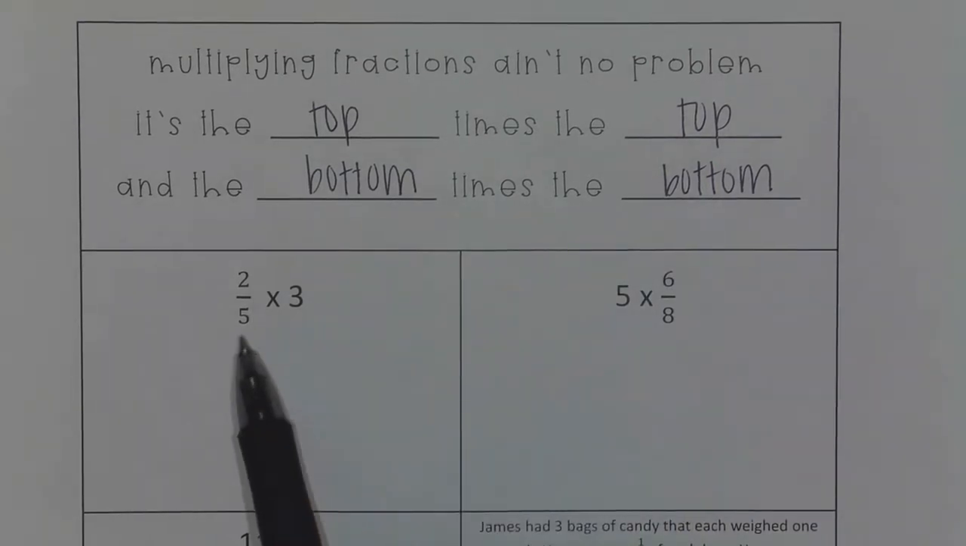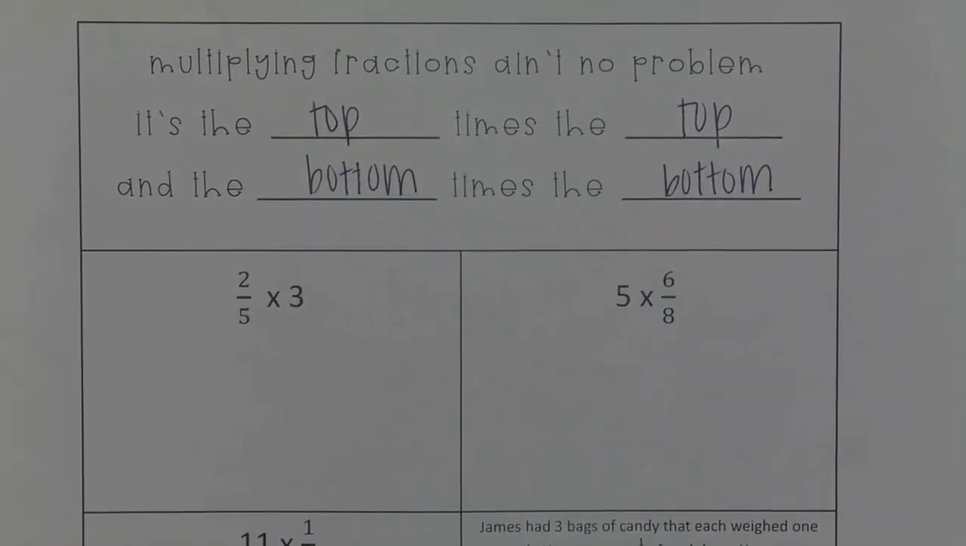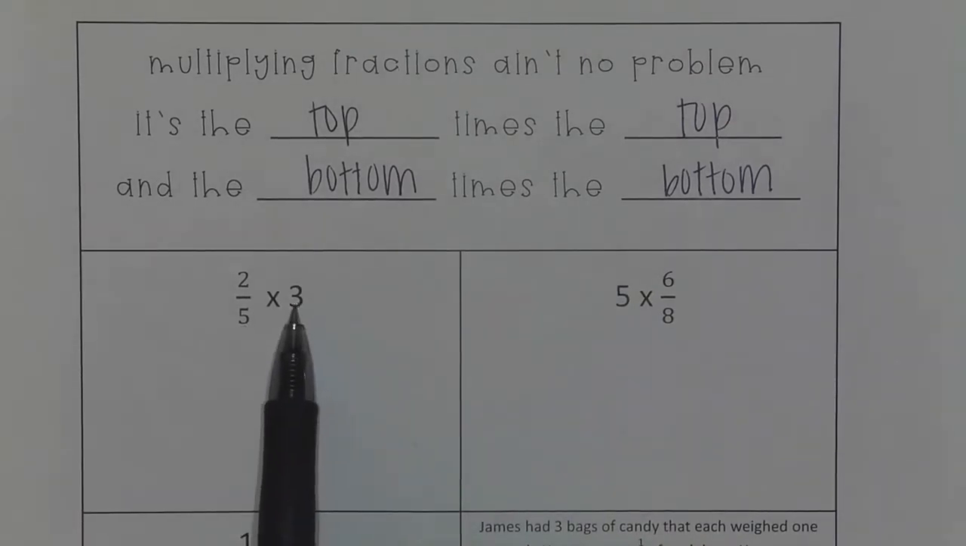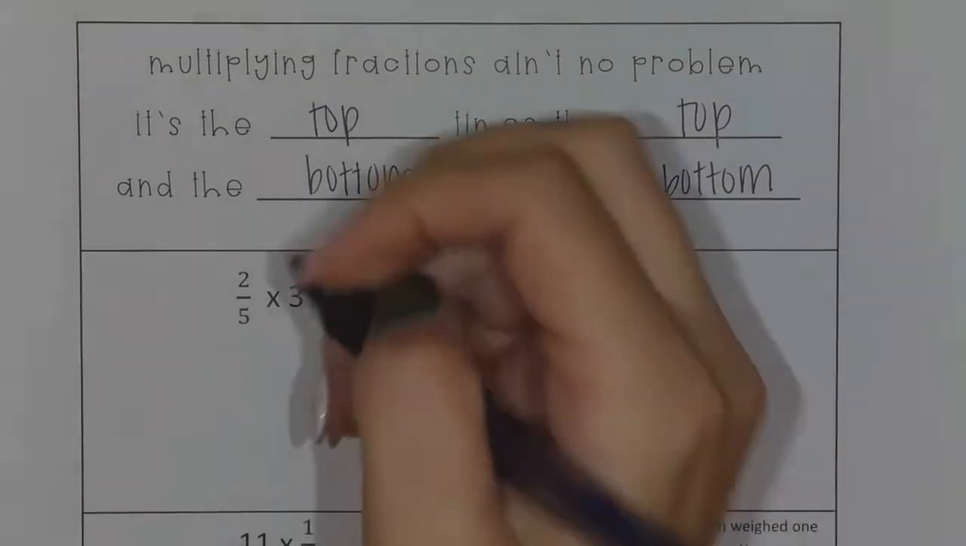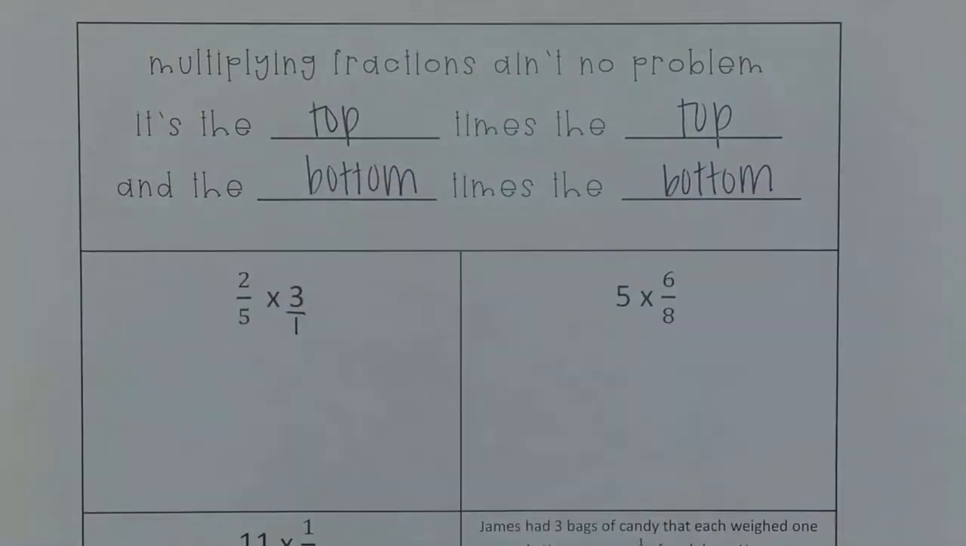So our first example is I have 2/5 times 3. So I see that I have a top and a bottom for 2/5. But 3, I don't have a top and a bottom. 3 is a whole number. And any type of whole number in the world, doesn't matter what number, it just has to be a whole number, has a denominator of 1. So anytime you see a whole number, stick a 1 for the denominator.